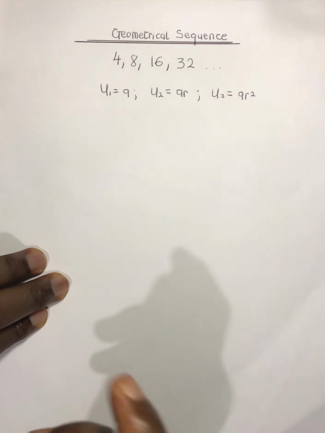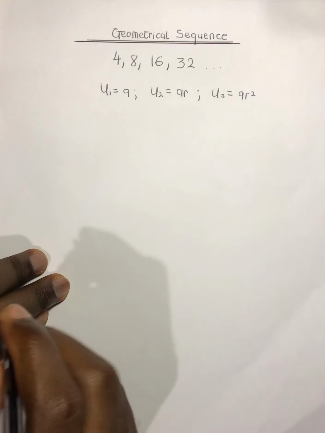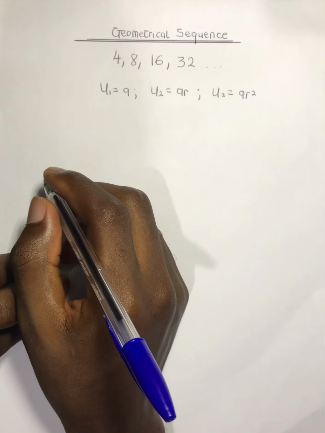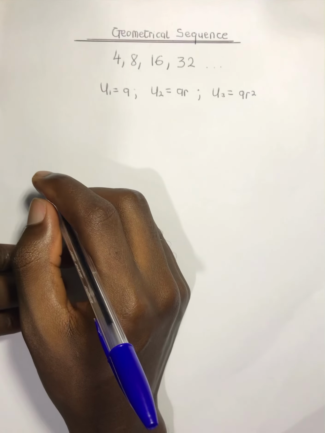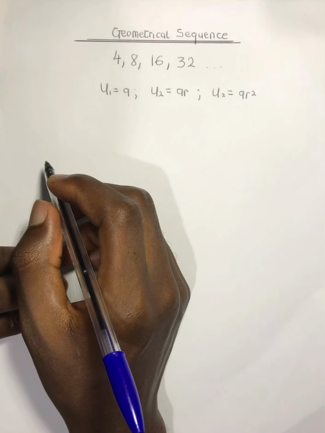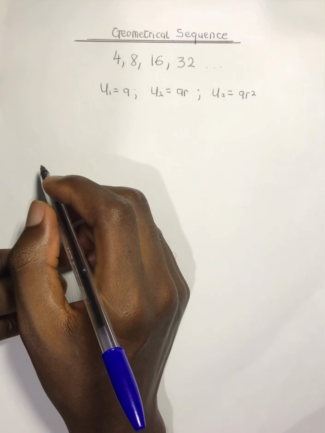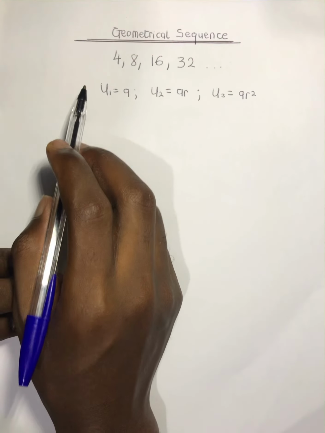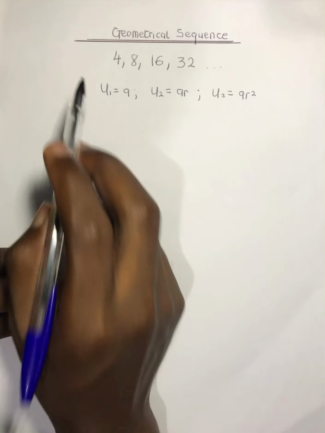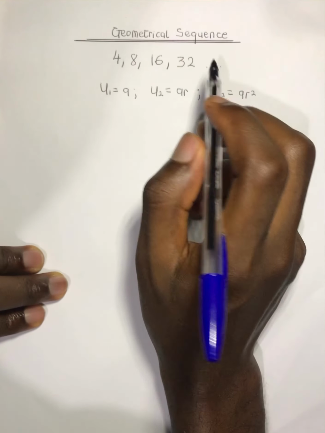Geometric progression or exponential sequence. A geometric progression or exponential sequence is a sequence where each term is obtained from the preceding term by multiplying by a constant factor. Now, this constant factor is called the common ratio and is denoted by R.